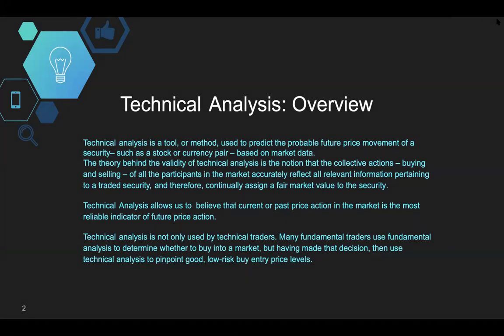As long as it has a history, as long as you're trying to predict how much it's going to move in the future, you can do technical analysis. The theory behind the validity of technical analysis is the notion that the collective actions, buying and selling, of all participants in the market accurately reflect all relevant information pertaining to a traded security, and therefore continually assign a fair market value to the security. Technical analysis allows us to believe that current or past price action in the market is the most reliable indicator of future price action.